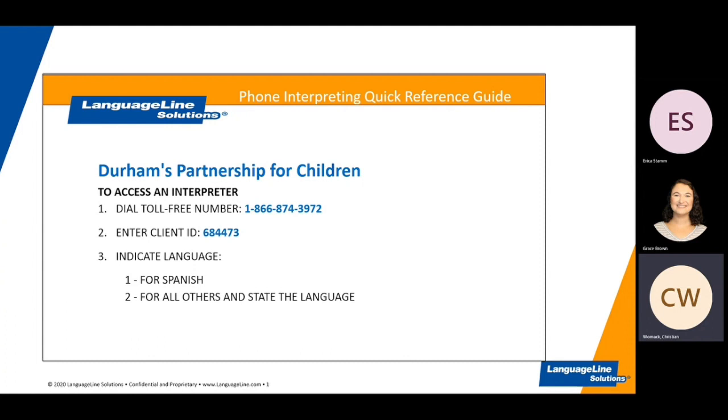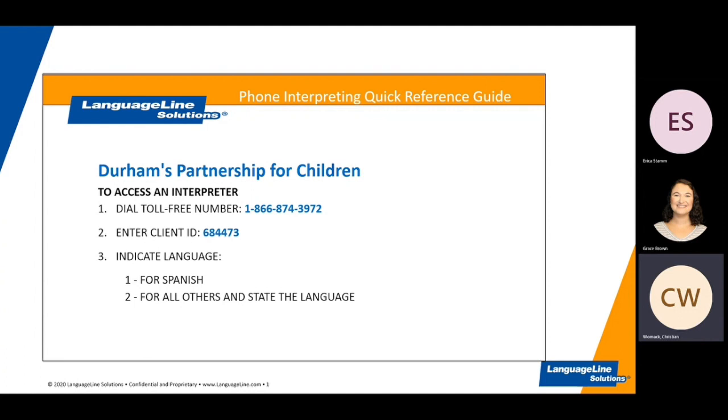The next prompt will be the language menu. It's going to indicate you should dial 1 for Spanish or 2 for all other languages. Now, Spanish represents more than 80% of the calls that we handle every year. And for instance, this year we're on track to handle about 70 million calls. So we have a pretty good sample size there.